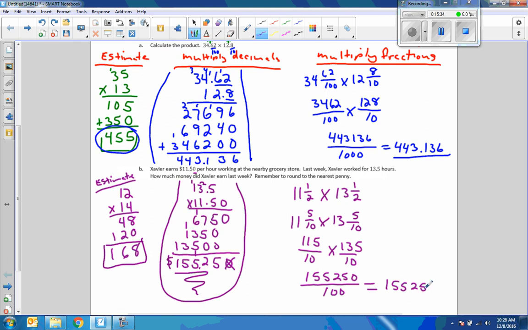And then if there's confusion there about decimal places, that's why we do our estimate. We know that that has to be hundreds, so the decimal goes there. There is no 0 if we multiply without that decimal. That's what it is. It'd be 15525. 115 times 135 is 15,525. Divide that by 100, there's 2 decimals. So our answer is $155.25 per week. Okay?